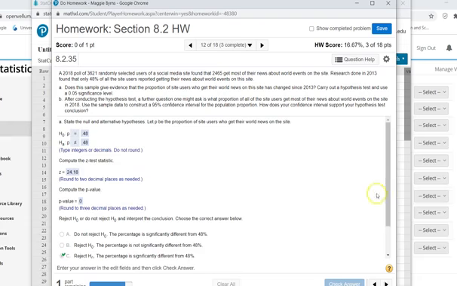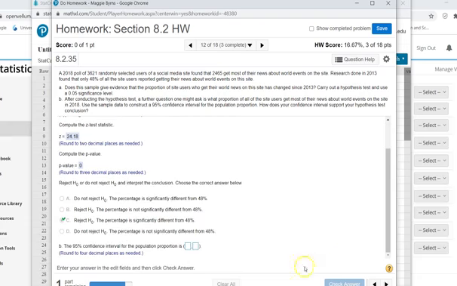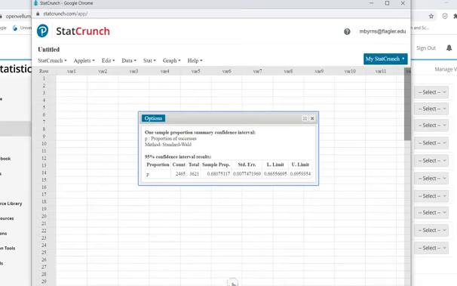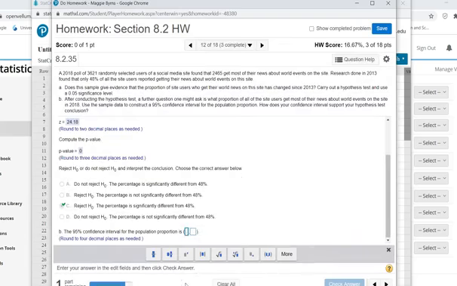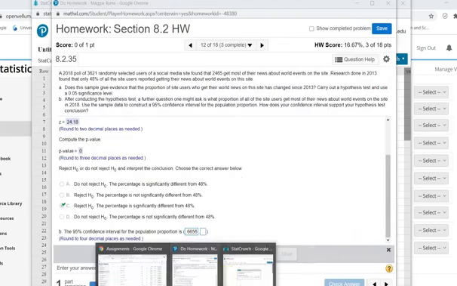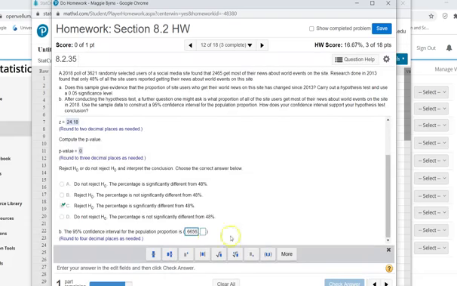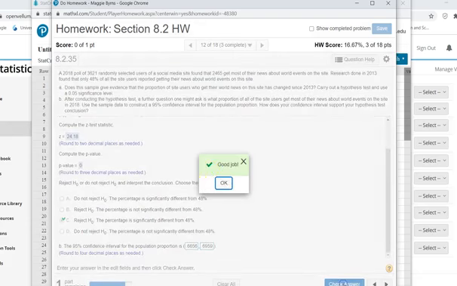They said, rounded to 4 decimal places. That means they want it as a decimal. So I'm going to do 0.6656, it looks like, for the first number. And then for the second number, let's do 0.6959. Okay, so let's go ahead and check that.